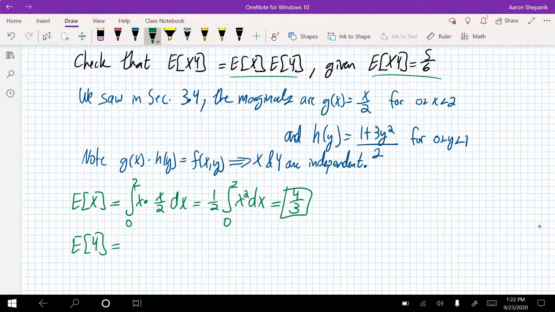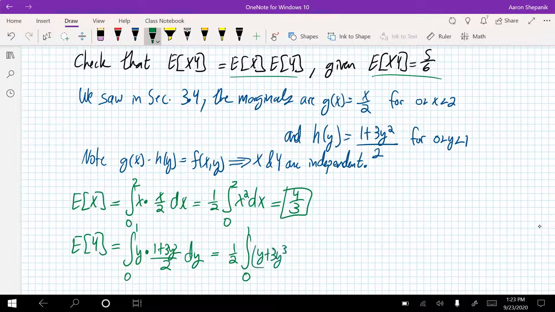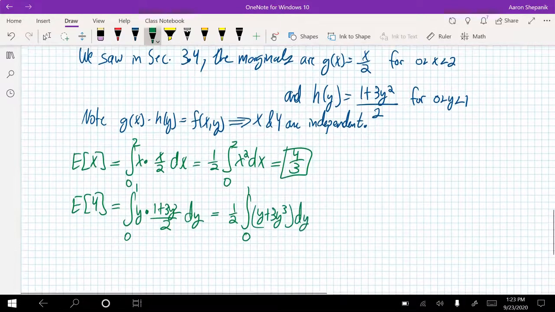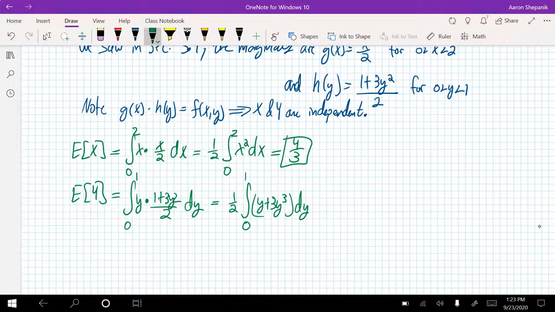How about the expected value of y? Now we want to integrate y times the marginal with respect to y. So the marginal distribution of y would be 1 plus 3y squared over 2. Integrate with respect to y. Your bounds for y here go from 0 to 1. And so this would be 1/2 times the integral from 0 to 1 of y plus 3y cubed, after I distribute the y there. And we want to integrate that from 0 to 1. Again, I'll leave you to check the details there.